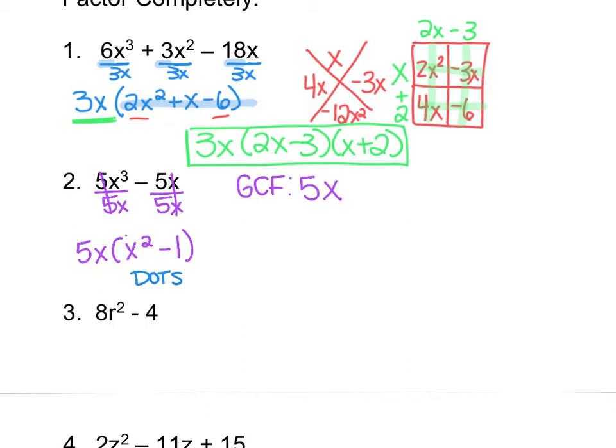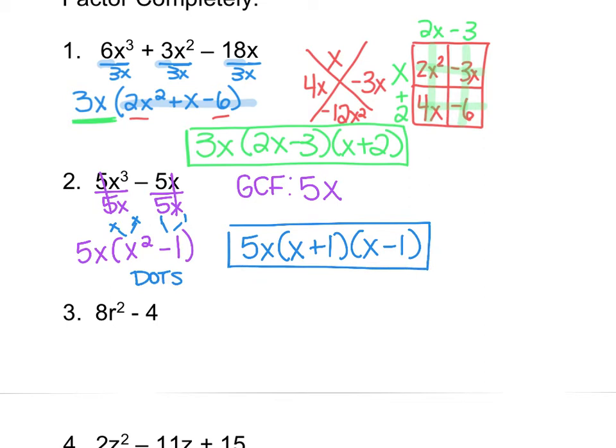So thinking back to how we do that, perfect square of x and x and perfect square of 1 and 1. Again, don't forget that 5x out front. You take one of the first terms plus the last term and one of the first terms minus the last term. So our final answer would be 5x times x minus 1 times x plus 1. And that is all we can do. So that has been factored completely.